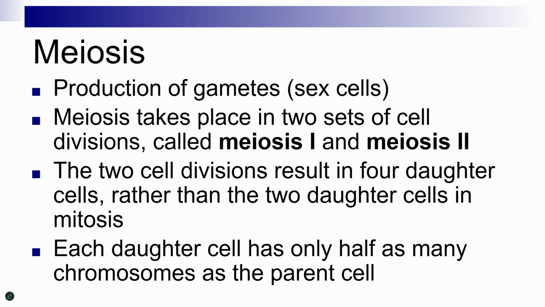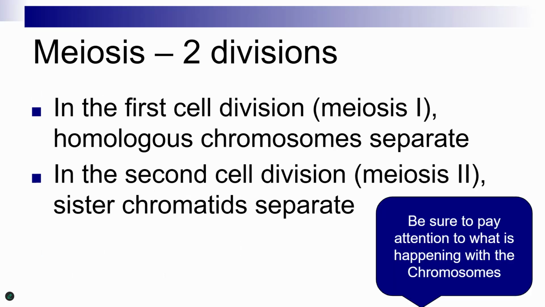Meiosis, again, is the production of those gametes or sex cells, and so it is going to have 2 divisions, and it will result in 4 daughter cells after it divides twice. So it's going to divide twice because we're cutting the chromosome number in half, and the DNA has duplicated prior to cell division. So it divides once in meiosis 1 to reduce the chromosome number in half, and then in meiosis 2, it is separating the sister chromatids. Again, meiosis has 2 divisions.